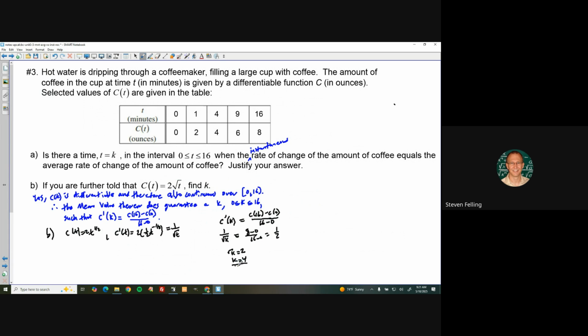So this is to find the k value. K would be 4. You know what? We should probably attach units to that, because k is a time. So let's call that units. Always best to answer it with units. There's a chance that the rubric will take off if you don't include them.